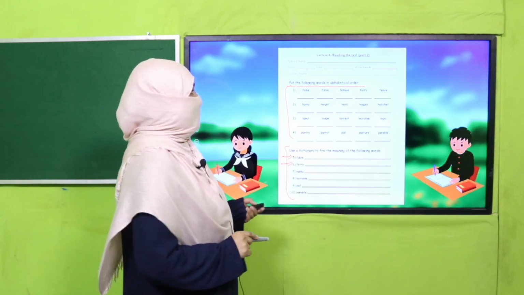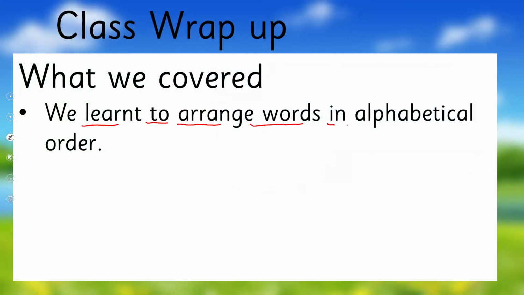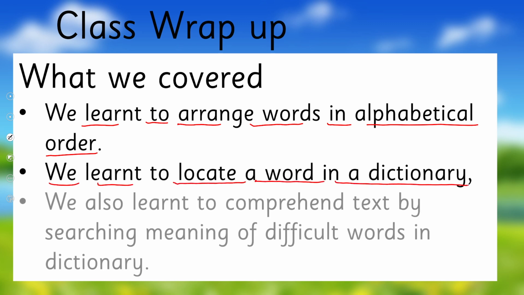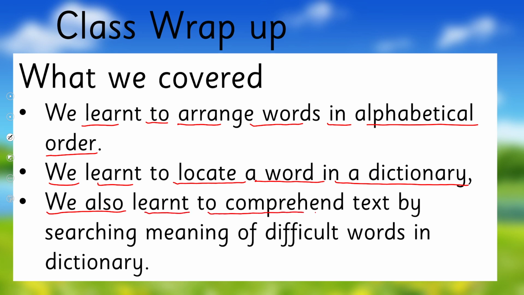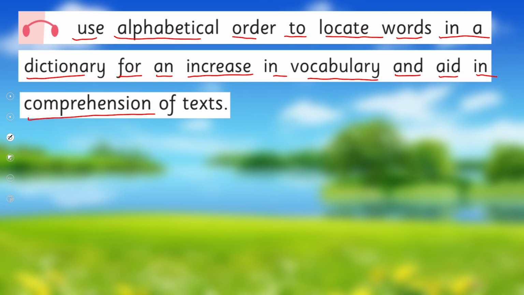All right, my students, so what have we learned today? We learned to arrange words in alphabetical order. We learned to locate a word in a dictionary. And we also learned to comprehend text by searching the meaning of difficult words in the dictionary. So in this way, we achieved our today's SLO, that is, use alphabetical order to locate words in a dictionary for an increase in vocabulary and aid in comprehension of text.